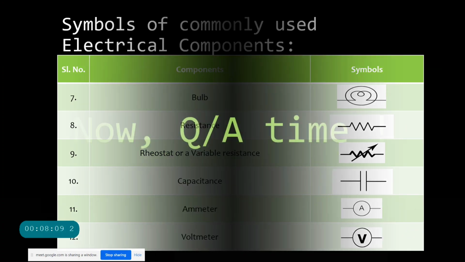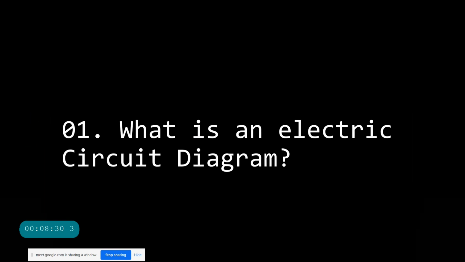Now we have studied the definition of the circuit diagram and some of the symbols of the components, right? So I'm going to ask you a few questions to brush up our memory on what we learned in today's class. So please try and answer as many questions as you can, okay? My first question is, what is an electric circuit diagram? Can anyone answer this question?